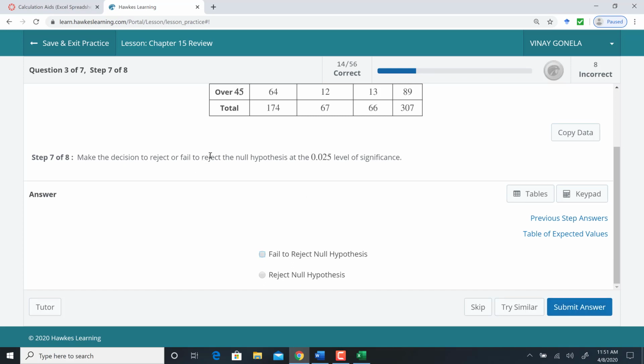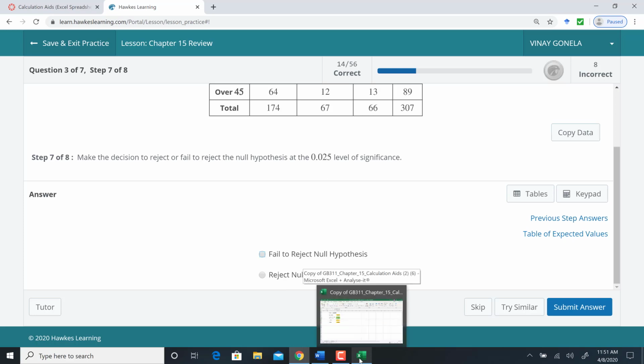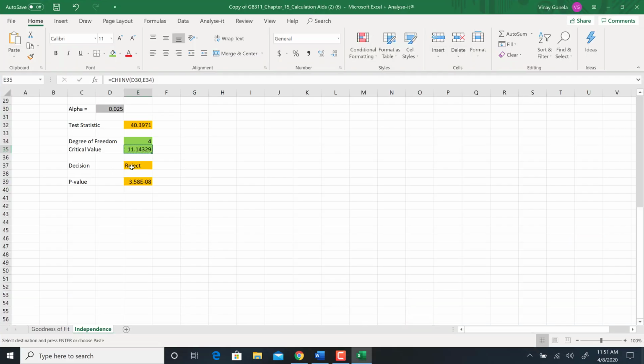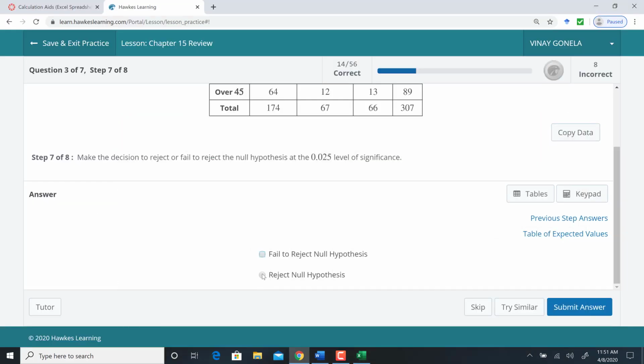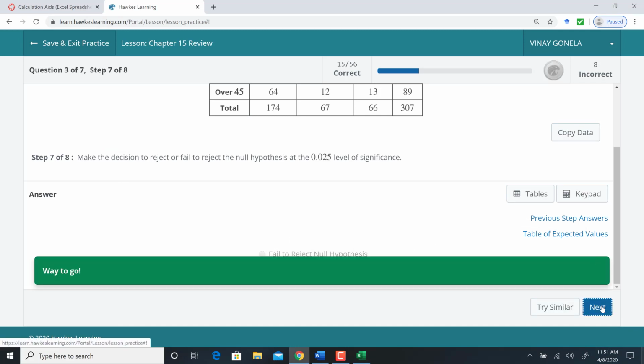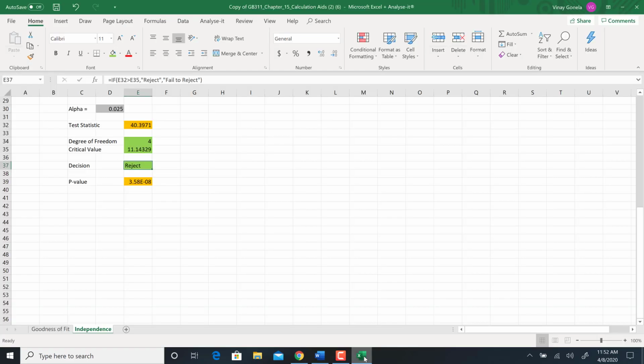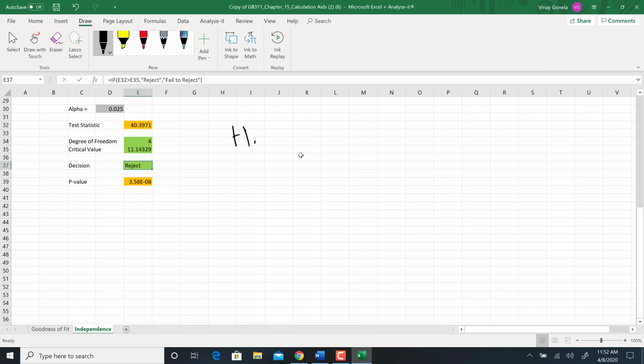and make the decision to reject or fail to reject at the 0.05 level of significance. So that is, you are rejecting. So you will say reject H null, reject the null hypothesis. When you are rejecting the null hypothesis, your null hypothesis is again that they are independent of one another.